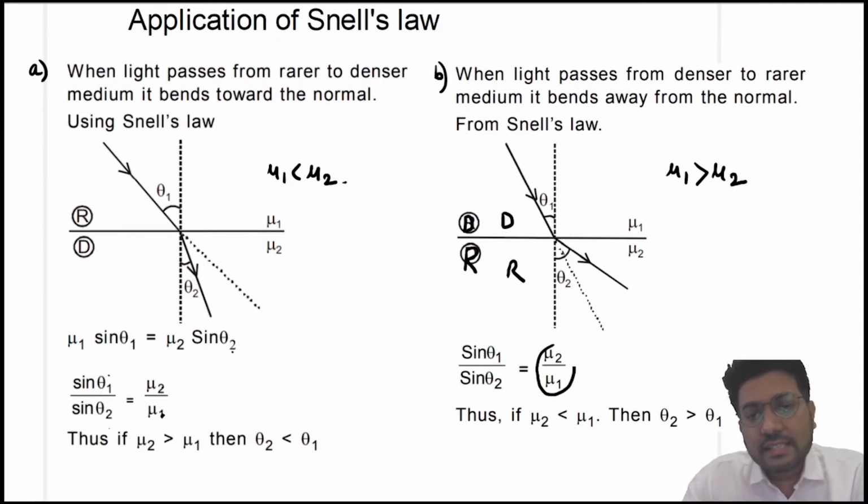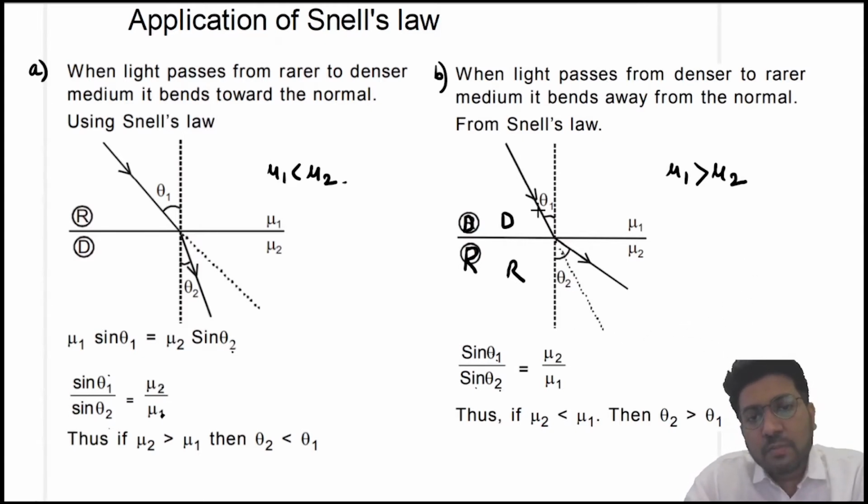So this is less than 1. If this is less than 1, that means sin theta 1 is less than sin theta 2. Understood? Because this is less than 1. If sin theta 1 is less than sin theta 2, that means theta 1 is less than theta 2. So in this case, theta 1 is less than theta 2, or theta 2 is more.